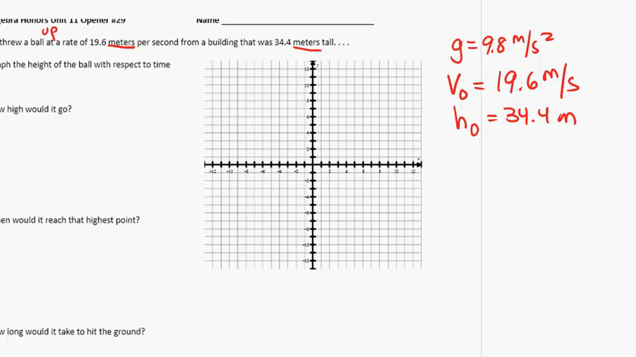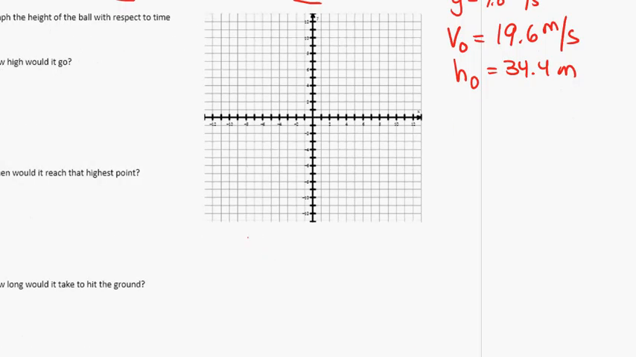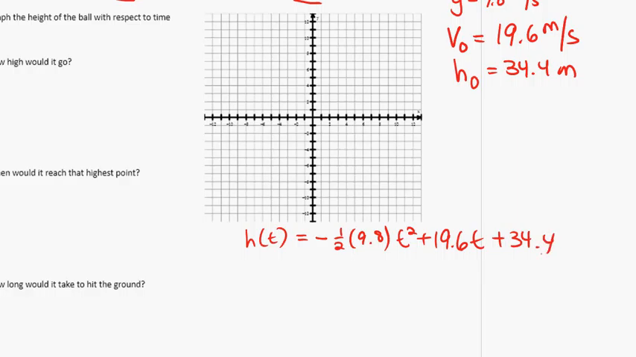And the way we graph it, of course, is to get it in vertex form. So h of t equals negative 1/2 times 9.8 t squared plus my initial velocity times t plus my initial height. So this computes to negative 4.9 t squared plus 19.6 t plus 34.4, my initial height.